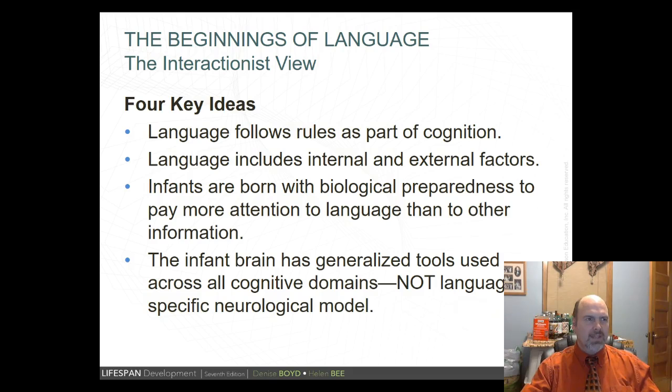So 4 key ideas of what's called the interactionist view is that language follows rules as part of cognition. So we have to consider the internal factors of cognitive development, but we also have to look at the external factors of interaction with the world around them. Infants are born with that biological preparedness to pay more attention to language, but also the infant brain has generalized tools used across all cognitive domains. It's not a language-specific neurological model.